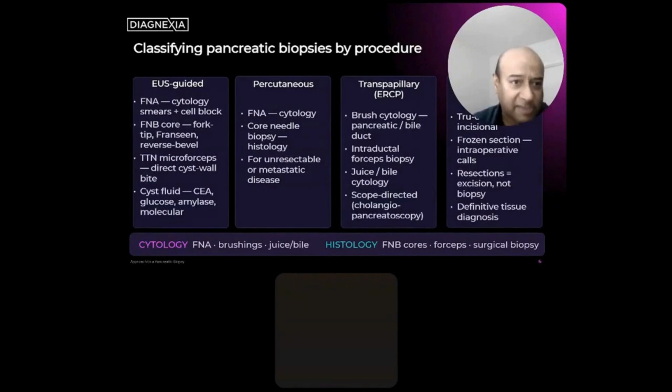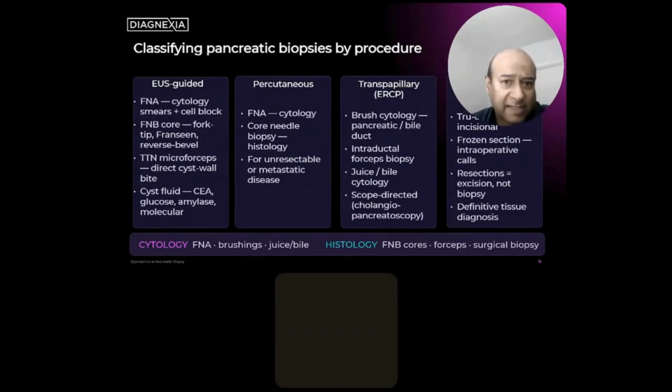Now the core biopsies in which I have got experience may be from a variety of techniques and pieces of equipment, and you get a core of tissue from the lesion or the pancreas that the operator is looking at. And there are several other types as well. There are microforceps, which can actually bite into cyst walls and give you tissue there. You can aspirate cystic fluid and do the CEA levels, glucose, amylase, and indeed molecular studies on it.